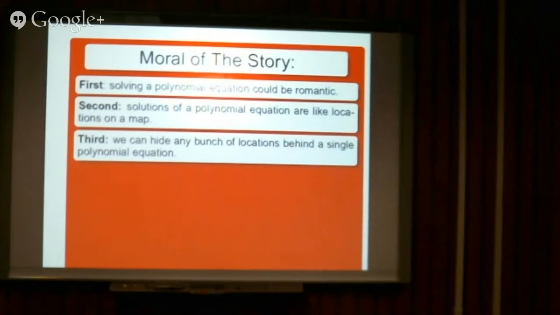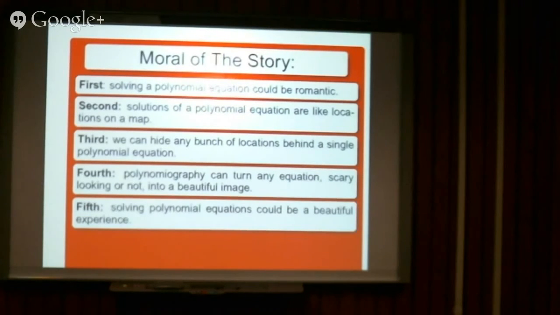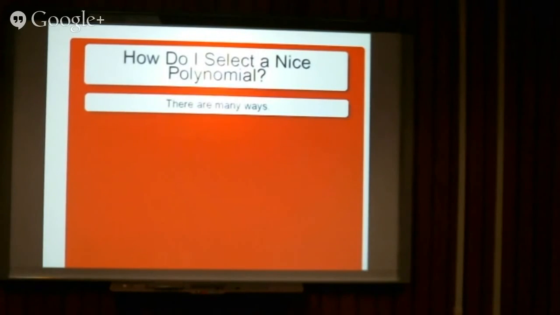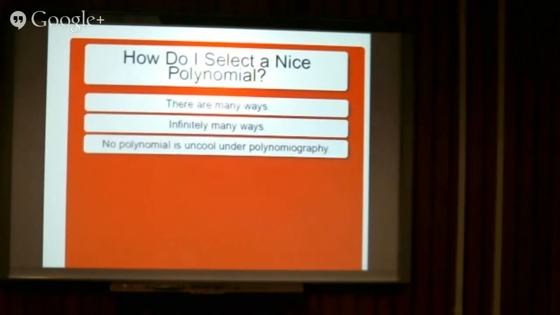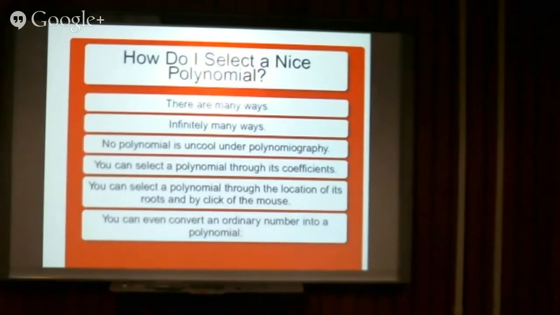We can hide any bunch of locations behind a single polynomial equation. Polynomiography can turn any solution, scary looking or not, into a beautiful image. Solving polynomial equations could be fun, and so on. So how do you select a nice polynomial? There are many ways, really infinitely many ways. You can select it by the coefficients or by the locations.